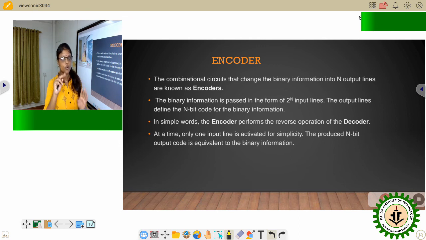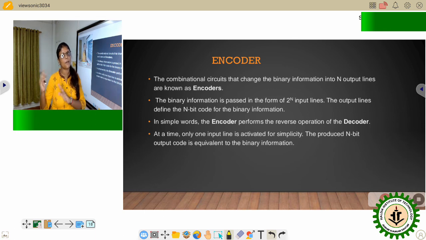So here the combinational circuits that change the binary information into n output lines are called encoders. The binary information is passed in the form of 2 to the power n input lines. The output lines define the n-bit code for the binary information. In simple words, the encoder performs the reverse operation of the decoder. As I told, in case of a decoder, the binary information passes from n inputs to 2 to the power n outputs.